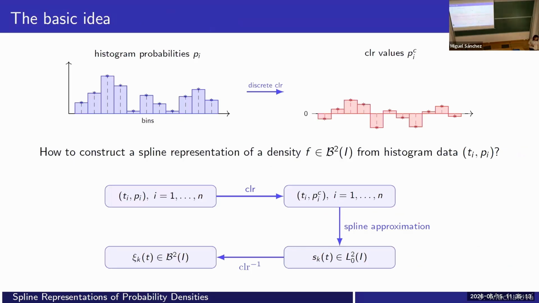Well, the story is very simple. We construct a histogram in Bayes space, then we use discrete CLR transformation for data from histogram. So we have something like this, and it is given by this diagram. So from Bayes space, we move by this data and by using CLR transformation to CLR transformed function, data of histogram. Then we use in L2 zero space some spline approximation, and then we can use inverse CLR transformation to move from L2 zero space by this spline to Bayes space.